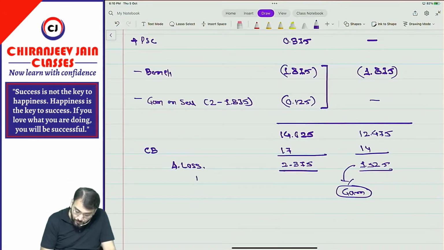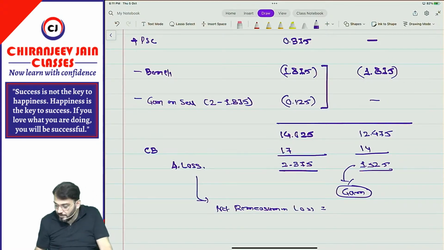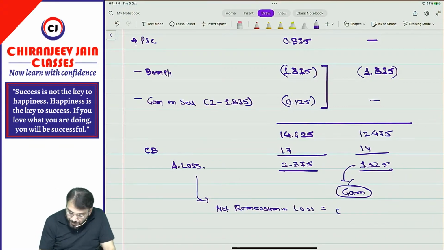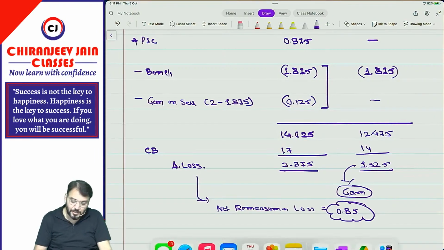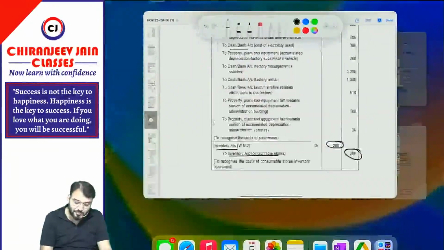So what is the net remeasurement loss which will be transferred to OCI? This 2.375 minus 1.525 is 0.85. So this becomes the net remeasurement loss which will be transferred to OCI. Now they have asked for the extract of financial statements in this question. Now that you can do, it is very easy. Once you have understood this, the extract will be very easy.